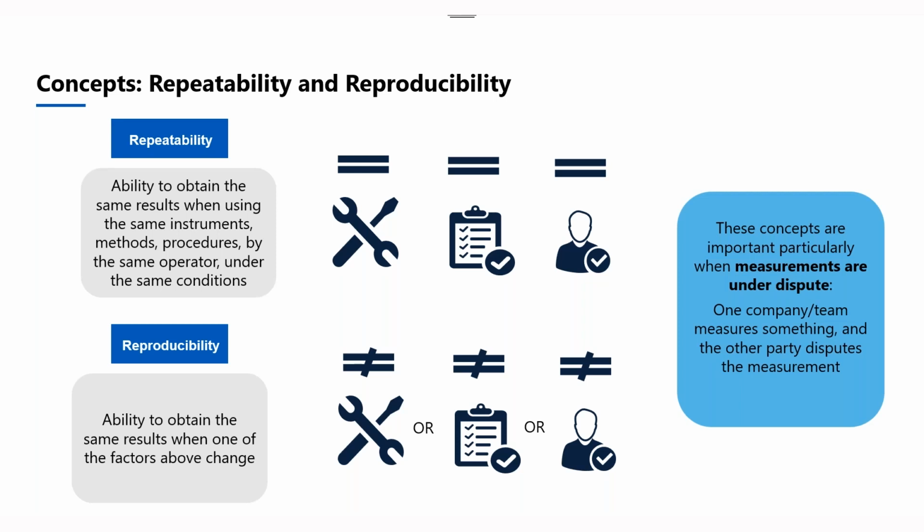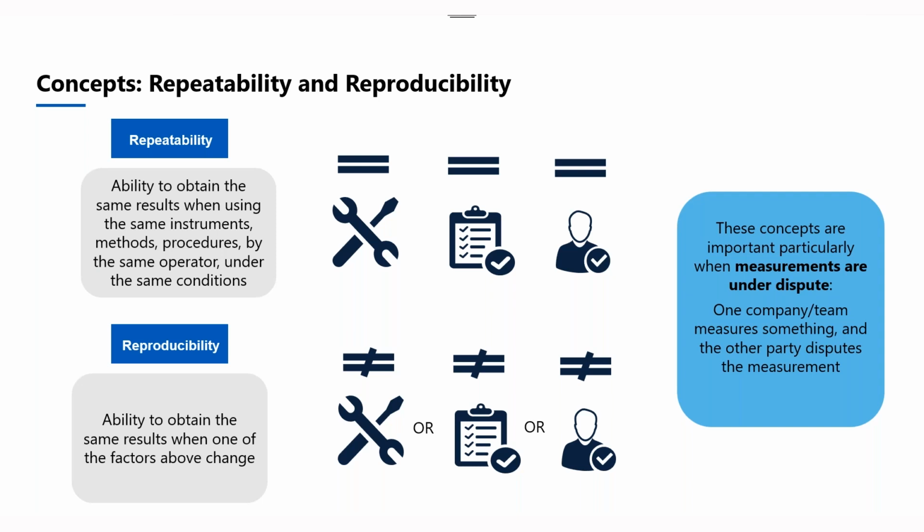This concept is particularly relevant when your measurements are under dispute. Let's say, for instance, you're doing a borescope inspection in your company, you measure something, and someone says, no, I don't trust that your measurement is correct. How can you ensure, how can you guarantee that your measurements are reproducible?